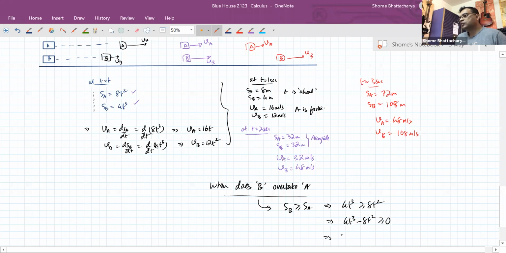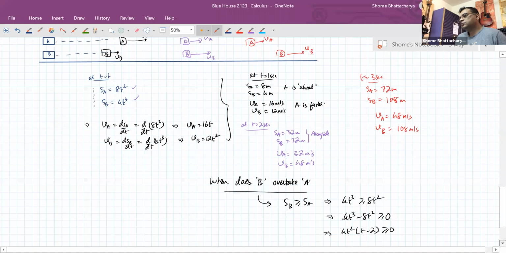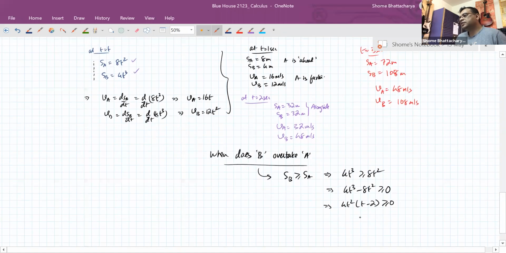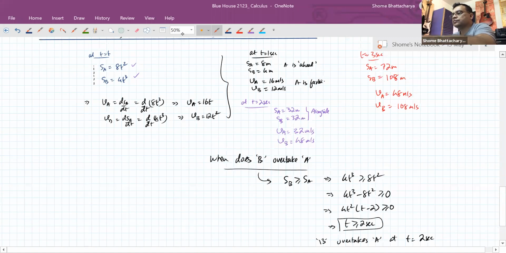Okay. So you can see that this will happen the moment t is greater than or equal to 2 seconds. So that means B overtakes A at t equal to 2 seconds itself. Okay. So that's how we solve the C part of the question. Hope this is clear.